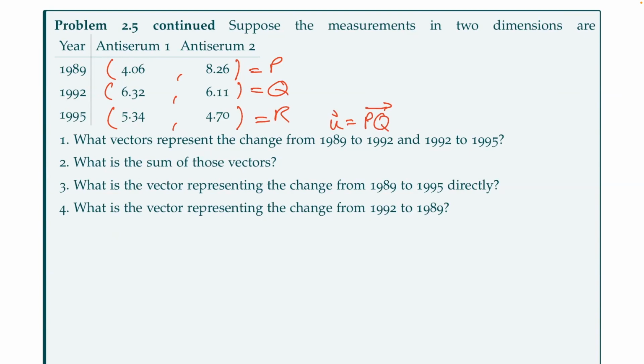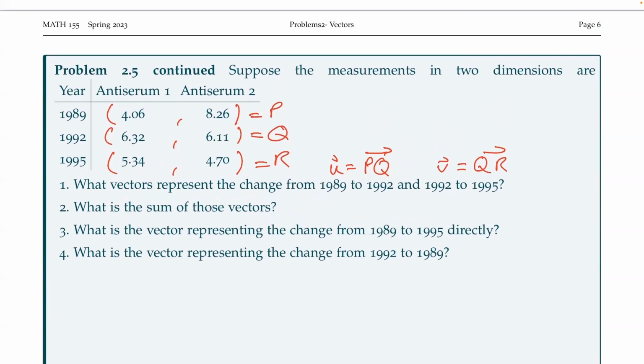How about 1992 to 95? Someone shout out, Q to R? Yeah. Okay, so those are our vectors. So what do they look like?